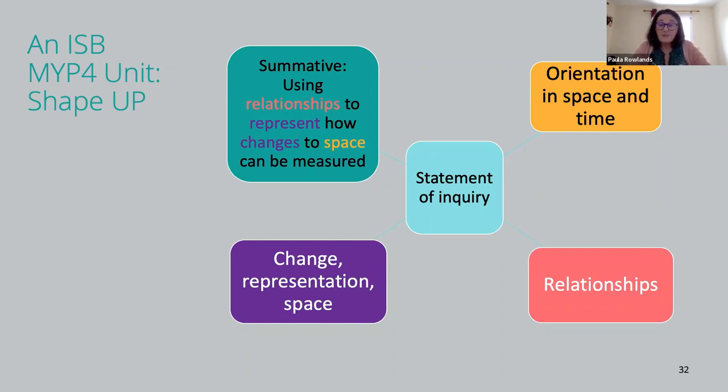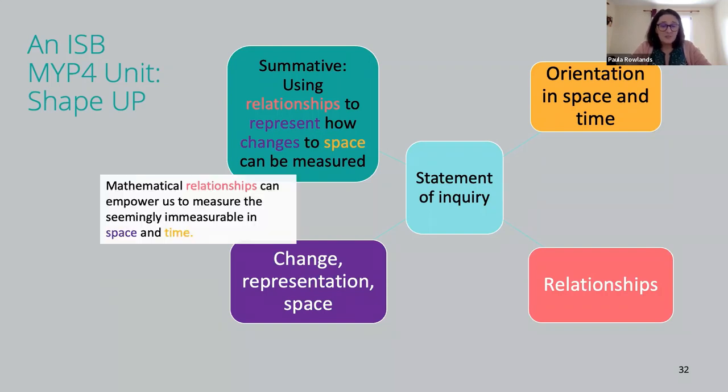And again, here you can see colour coding pieces come together to make my statement of inquiry. So mathematical relationships, there's my key concept there, relationships. Empower us to measure the seemingly immeasurable in space and time. We were leading towards trigonometry. You know, how can trigonometry be used to measure things that, well, we can't measure with a ruler? So you're going to have to use your trigonometry. So that was the big idea for this unit.